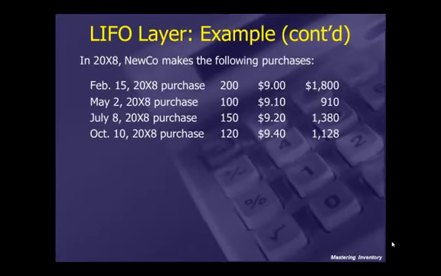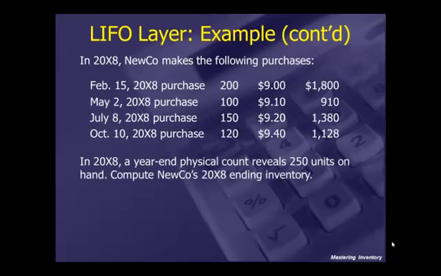All right, continuing. In 2008, NewCo does make the following purchases: February 15th, May 2nd, July 8th, October 10th. So another however many purchases, what, 570? So let's see where we are. It says in 2008, a year-end physical count reveals 250 units on hand. So the 250 units on hand. Well, we started with 180, which included two layers, one from 2006 of 120 and 60 from 2007.